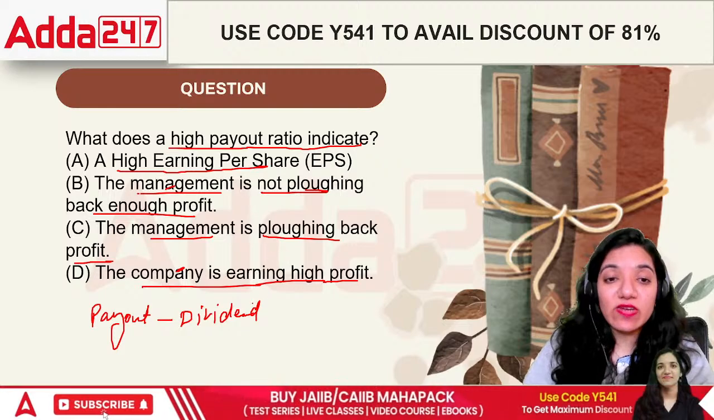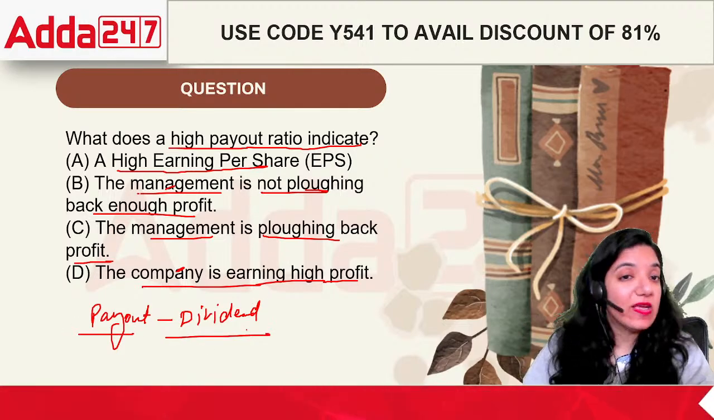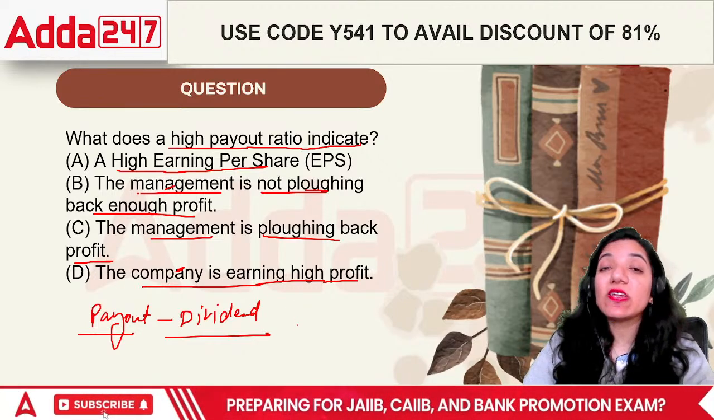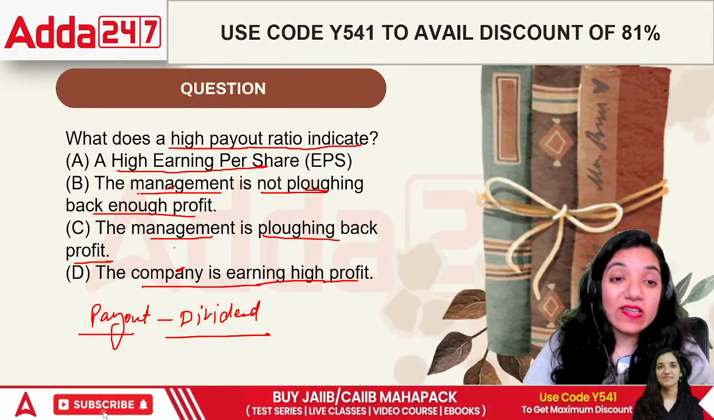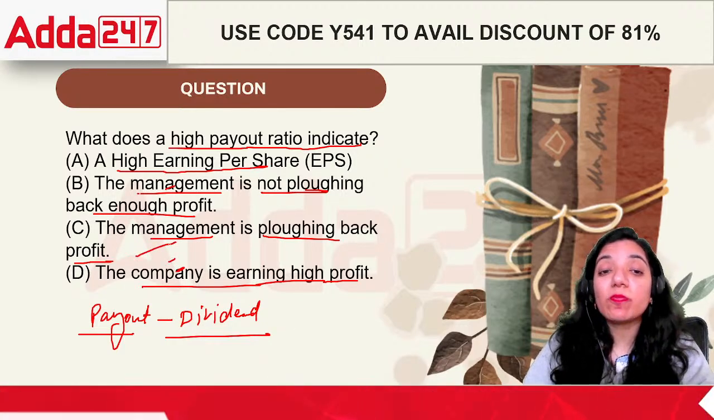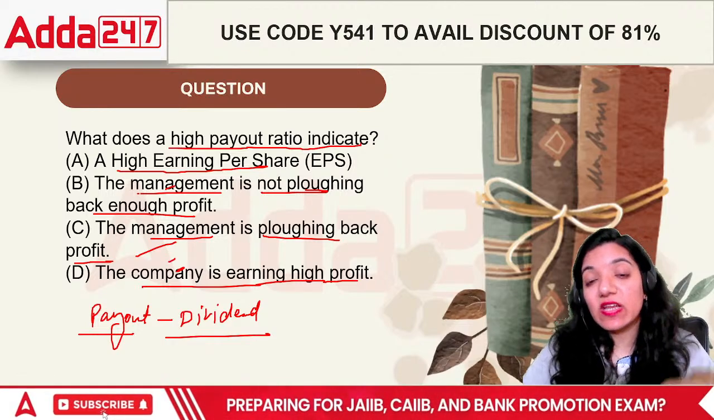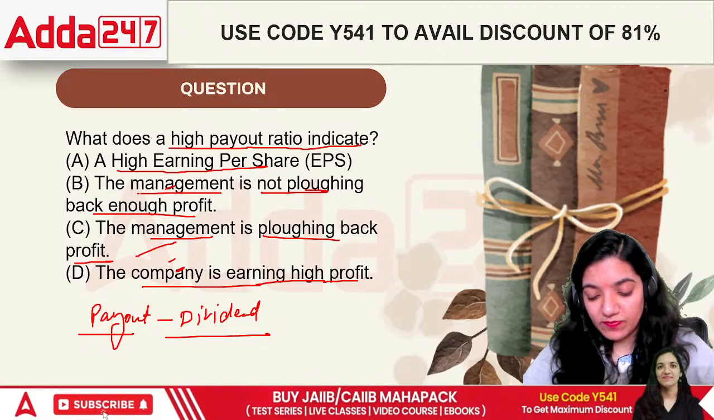Payout means dividend. This means the organization is paying a good dividend to the people. If they are paying a good amount of money to the people, they might have a lesser amount of money at their end. That is why it is said that the management is not plowing back the profits. The profits that they were supposed to keep in the business, they are not using in the business. Right?